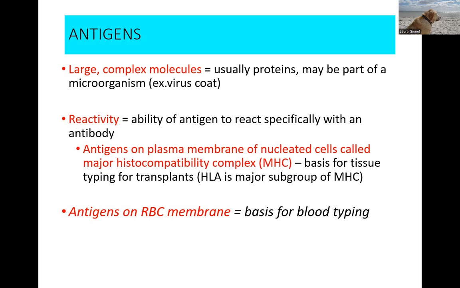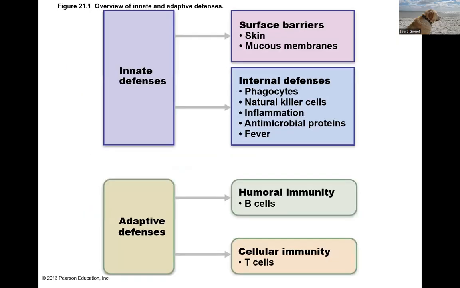If you're A, you make anti-Bs. If you're blood type B, you make anti-As, and so forth and so on. Okay, so antigens may or may not be able to initiate an immune response. It depends on whether they're supposed to be there, found on our normal body cells, or if they're antigens found on invading cells or viruses.